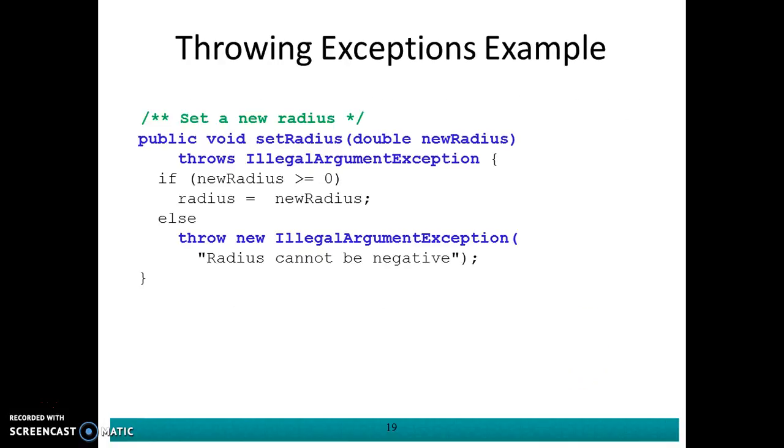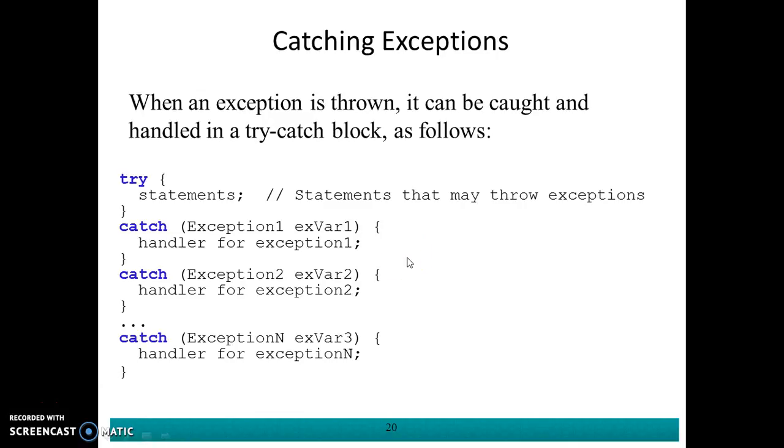Okay, this is another example of how you can declare an exception at the method, as well as throw the exception. For example, in this case, if you want to set the radius, and the radius is less than 0, which is not possible, you will throw this particular error, IllegalArgumentException, and you can put a message, for example, radius cannot be negative. When an exception is thrown, it can be caught and handled in a try-catch block as usual.